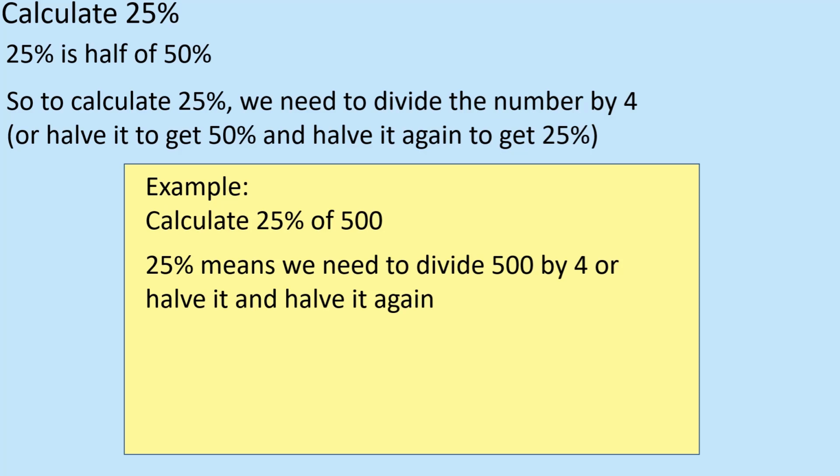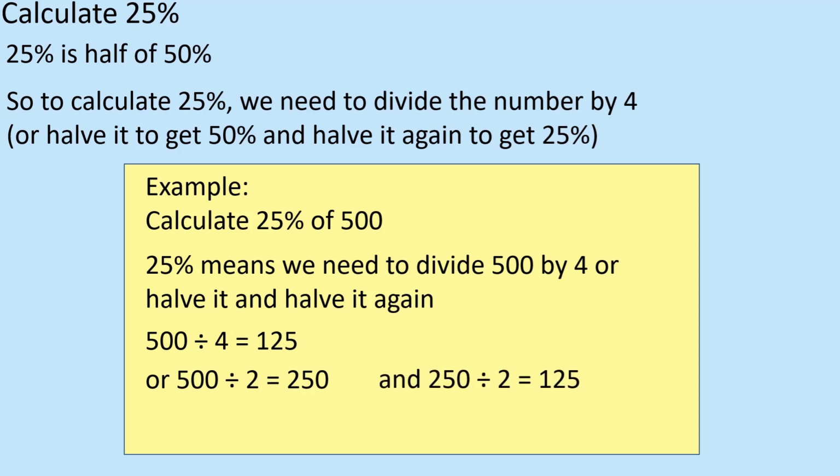Well, if I half it, it's 250, and half it again, it's going to be 125, which of course is 500 divided by 4. So 500 divided by 2, then divided by 2 again, 125. So there's a couple of ways you can achieve it, and again, that is a relatively straightforward percentage, as long as you can half a number, of course, twice.